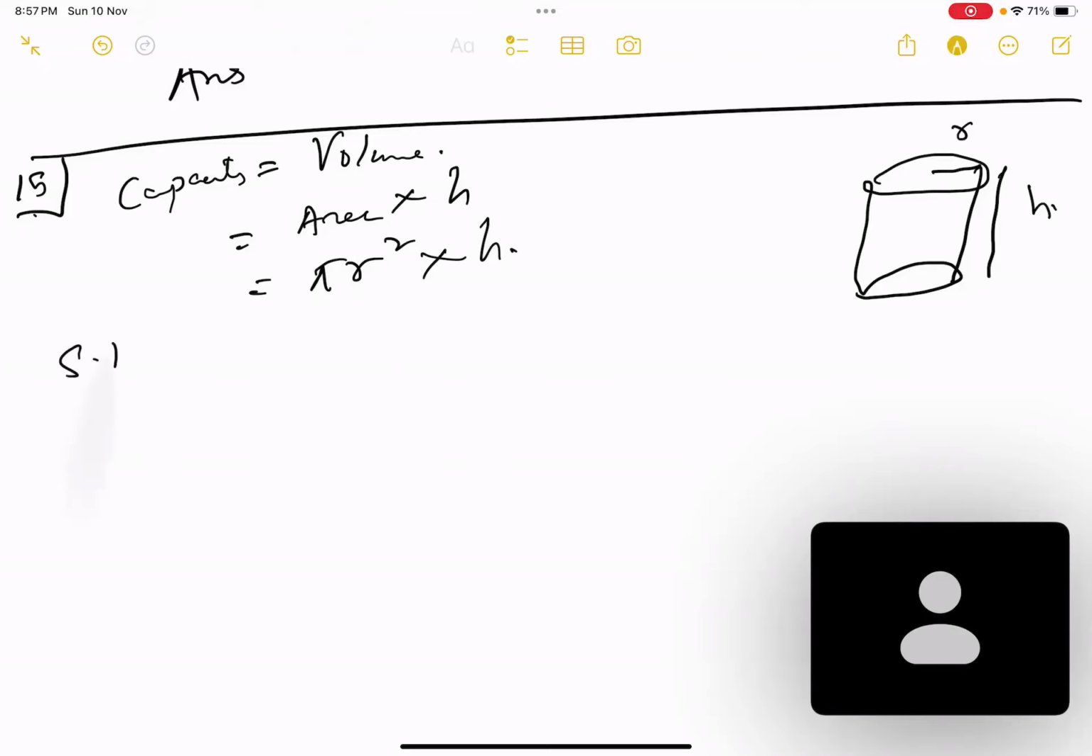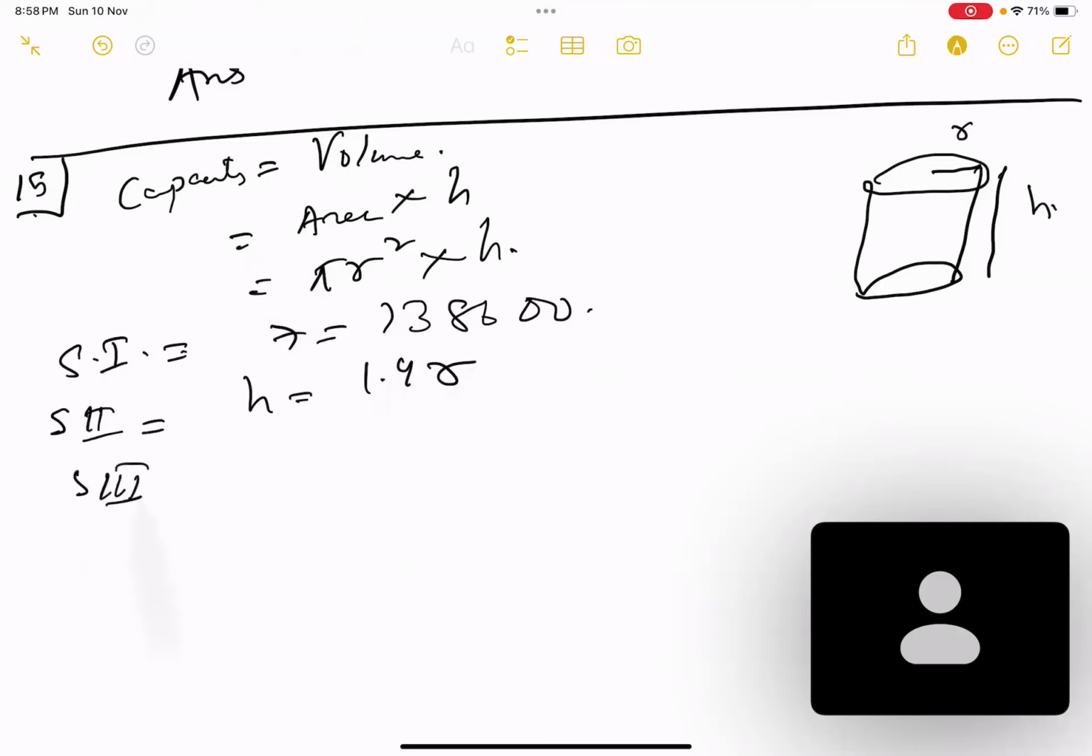Statement 1 says that the area is 138600. Statement 2 says that the height is 1.4 times the radius. And statement 3 says that the circumference is nothing but 2 pi r, right? It's a circular circumference, so 2 pi r, and it's given as 1320 centimeters.